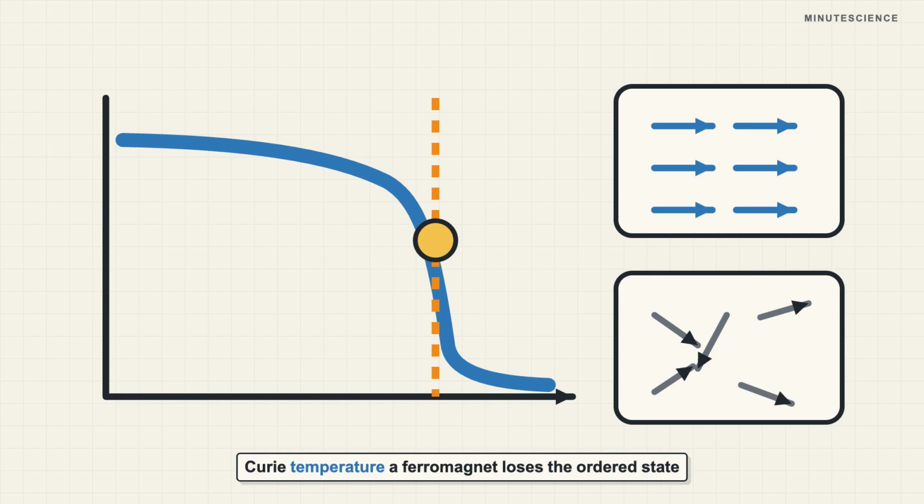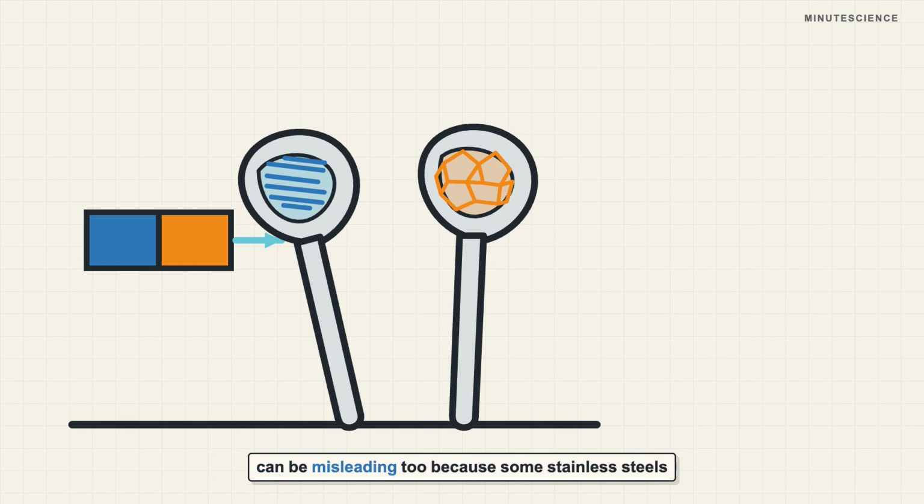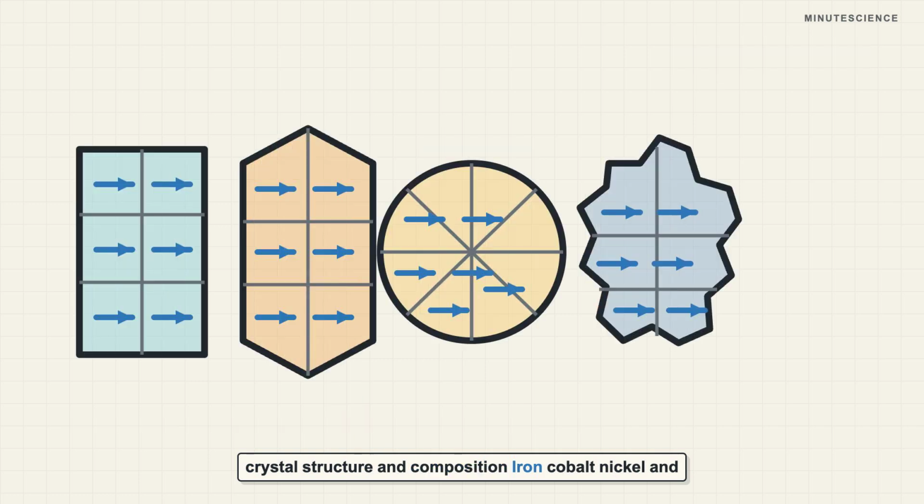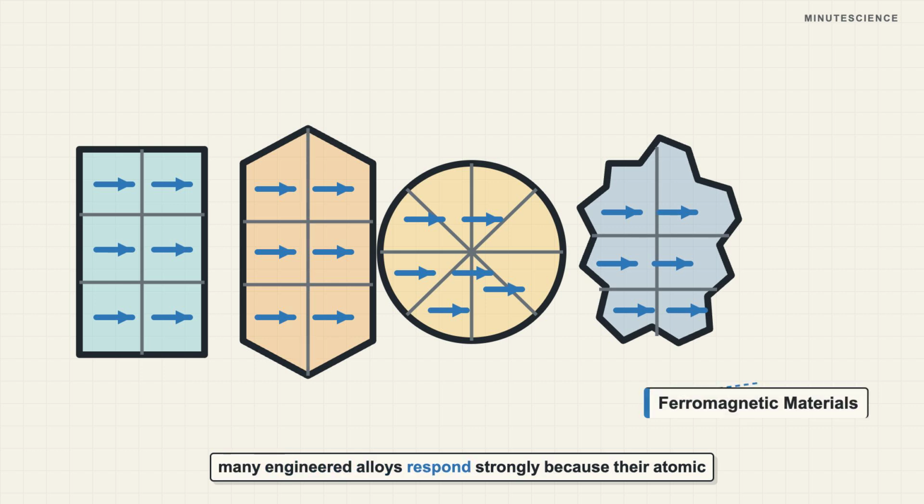Above its Curie temperature, a ferromagnet loses the ordered state that gives it strong, spontaneous magnetization. Material labels can be misleading, too, because some stainless steels are magnetic and others are not, depending on crystal structure and composition. Iron, cobalt, nickel, and many engineered alloys respond strongly because their atomic moments cooperate across domains.